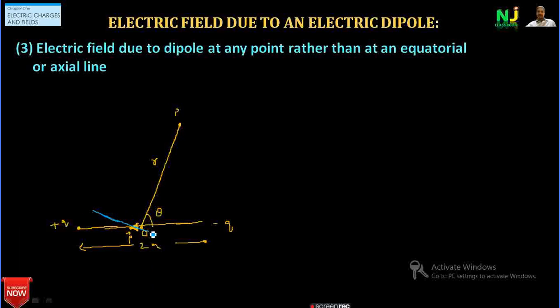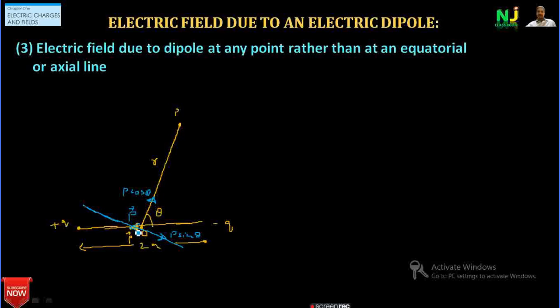Now we have to resolve the dipole moment. P vector is the dipole moment. We resolve it along the line joining the point P as P cos theta, because it is the adjacent side of theta. Opposite to that, this is P sin theta. So now we resolve the dipole moment P vector into P cos theta and P sin theta. For the point P, P cos theta acts like a dipole along the axis.